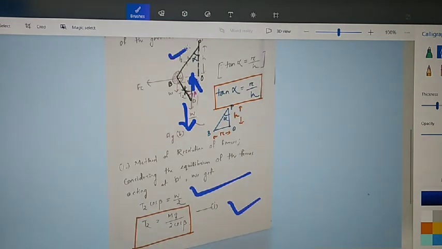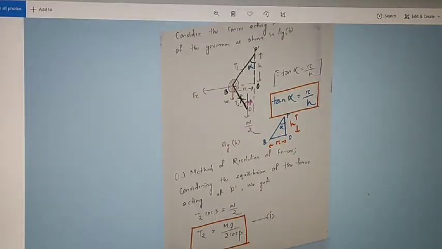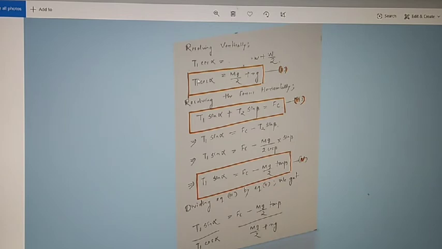In this triangle, tan alpha is equal to R by H. You can see this triangle portion, this is R and this is H. So tan alpha will be equal to R by H. These two expressions we have found from the figure. Now proceed to our next slide. Second equation, that is T1 cos alpha is equal to capital Mg by 2 plus small m g, resolving the forces vertically.